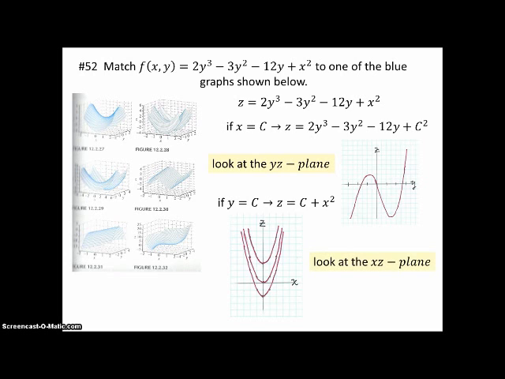But let's just double check and look at the xz plane. The xz plane would be the one on the back right hand corner. And so if we double check our 12.229, yes, those do look like parabolas. So we can conclude that the correct graph is 12.229.